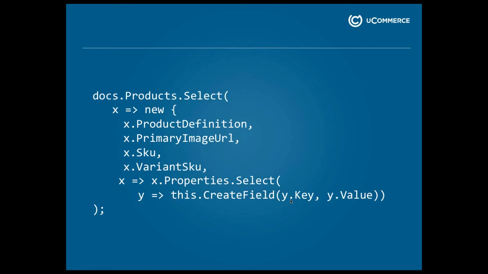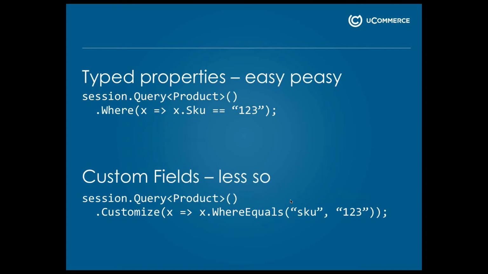You don't have to go and look up those keys every time. It's just baked directly into the index, so you get maximum performance on that. It also means that when time comes to query this information, you need to deal with that in a slightly different way than you may be used to. So type properties, I call that easy peasy, because basically it is. You just use the LINQ syntax as you're familiar with from any other LINQ provider.